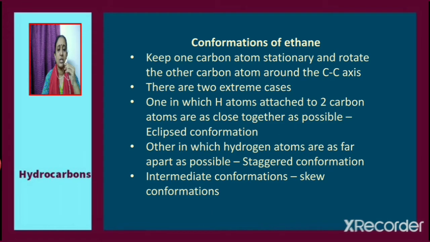This conformation is known as the eclipsed conformation. The other, in which hydrogen atoms are as far apart as possible, gives us the staggered conformation. Intermediate conformations are known as skew conformations.